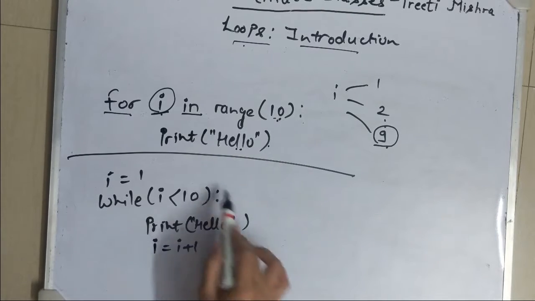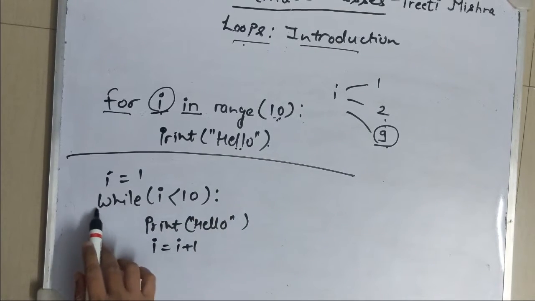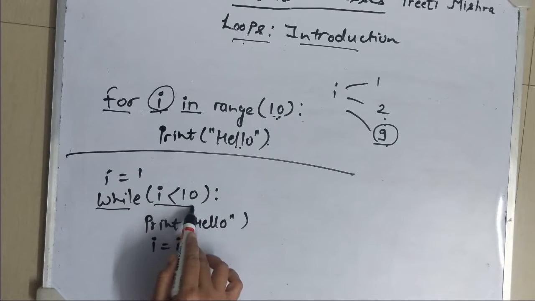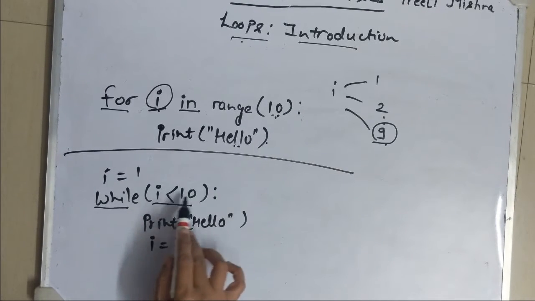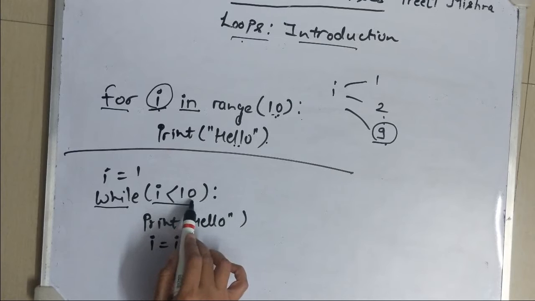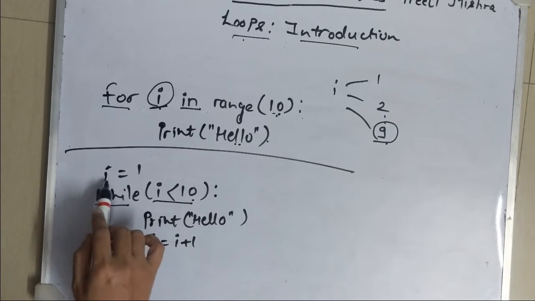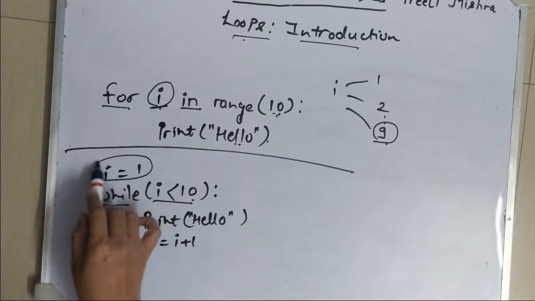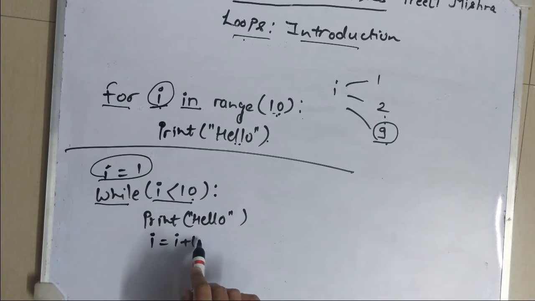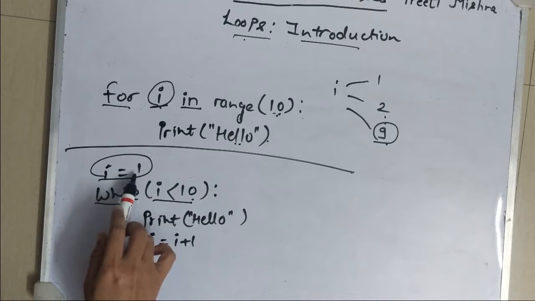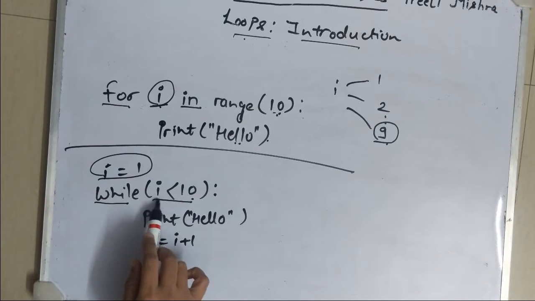A while loop looks like this. There is only one keyword, while, and then there is a condition. In a while loop we are not going to use the range function, we are going to use a condition. Because I want to print hello 10 times, I have initialized I over here. This is not a part of the syntax, but I have initialized I with 1. Then I have applied the condition I less than 10.